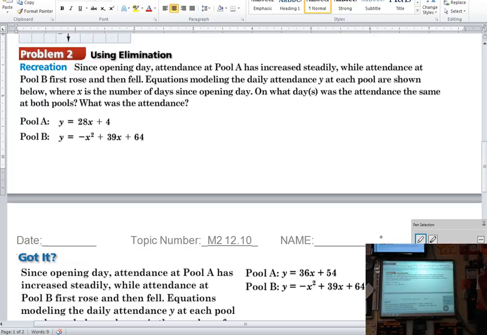So, I have 39x and 28x. I have an x squared in the one function. No x squared in the other function.